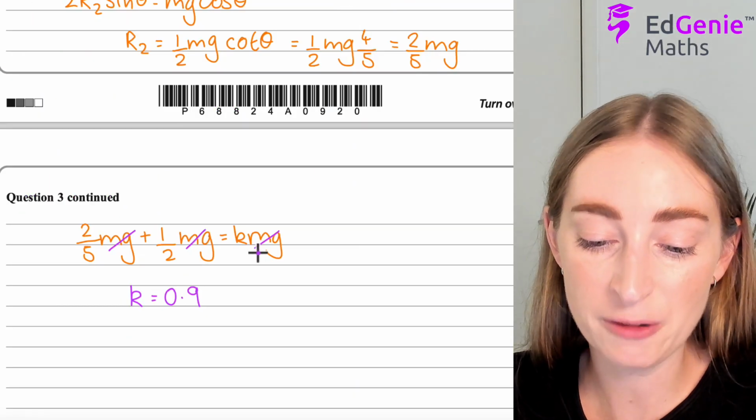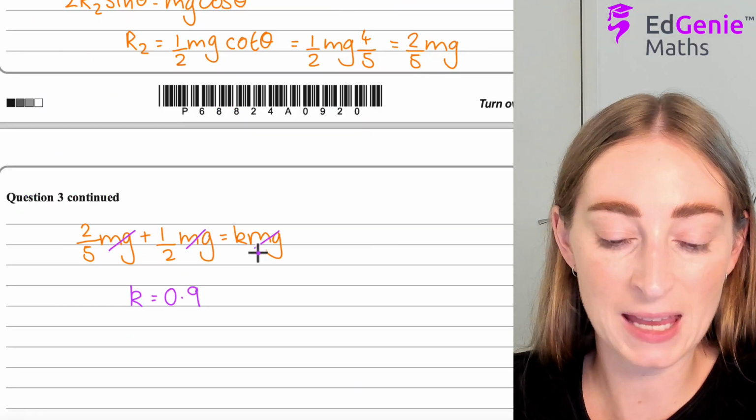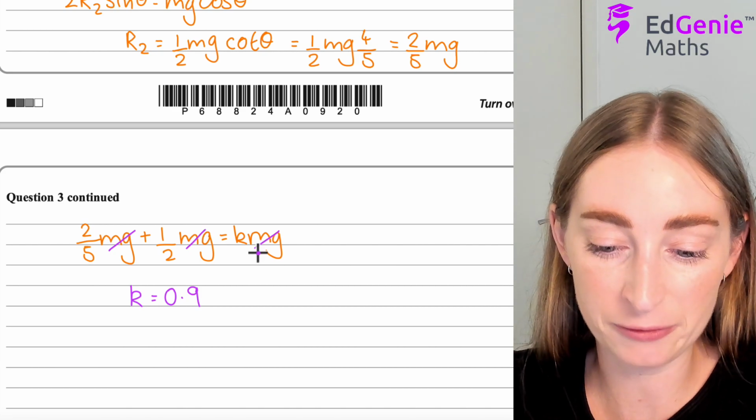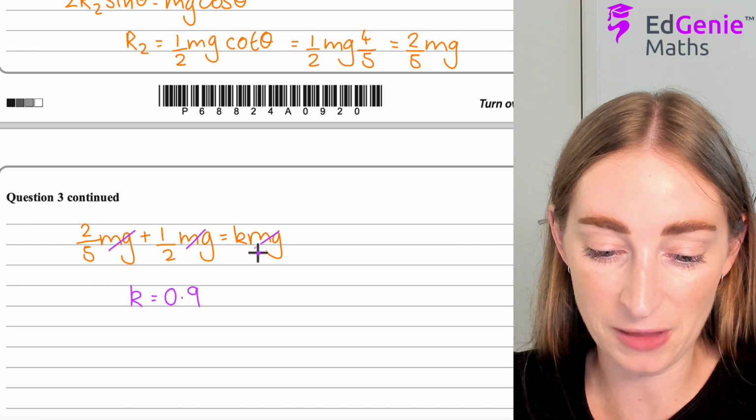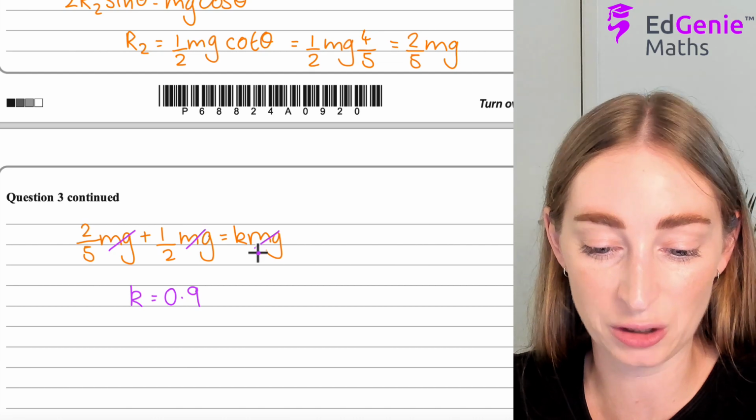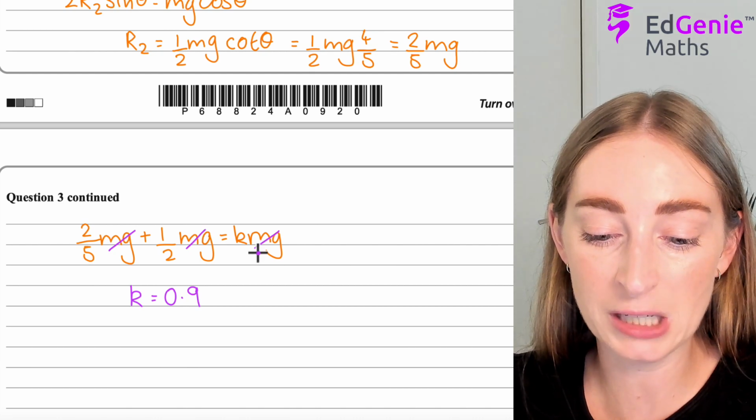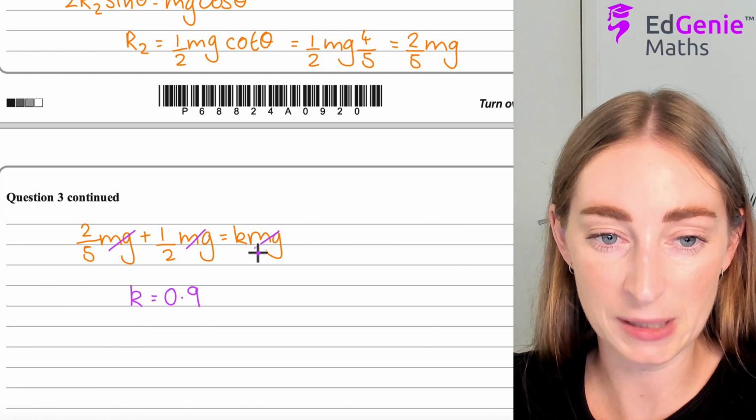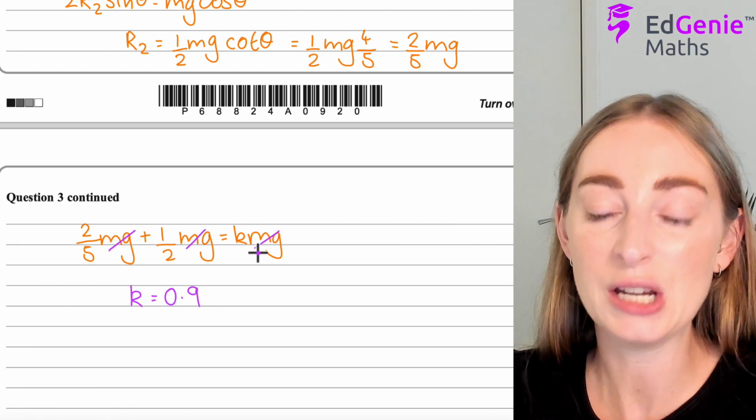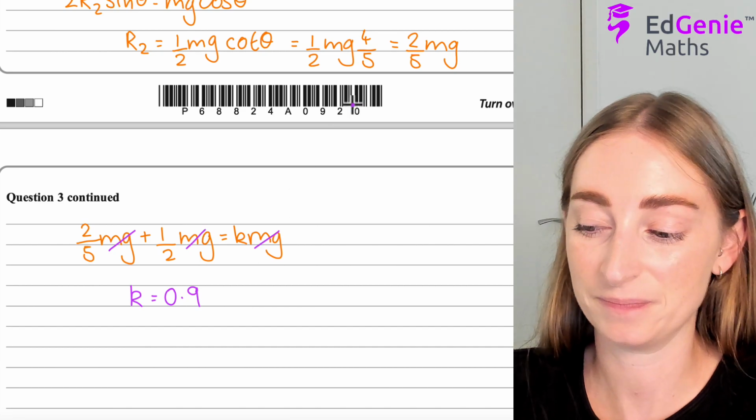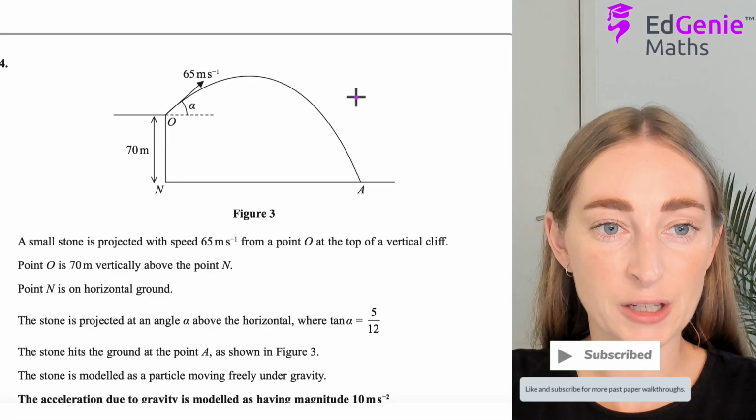So the examiner report said that Part A required candidates to show that. Consequently, full marks were only awarded if there was a fully correct solution with all the steps included. So it sounds like they were really strict with this, and you need to make sure that you literally write out your full equation before you do any simplifying. So let's have a go at question 4.